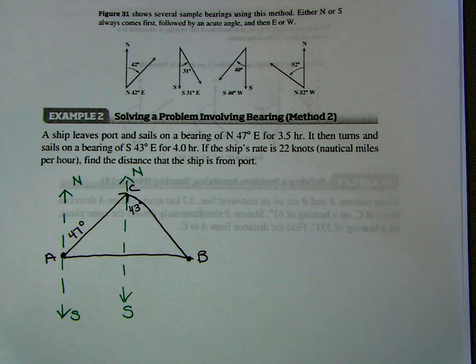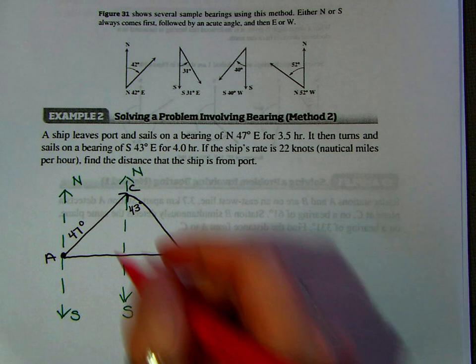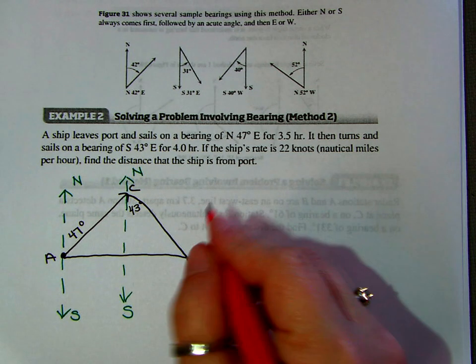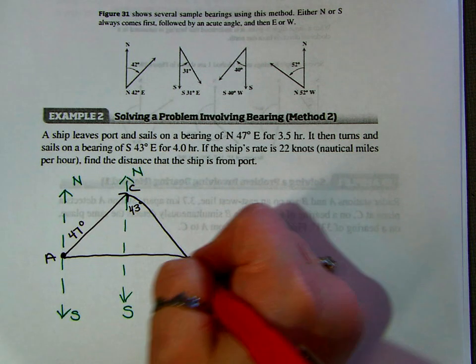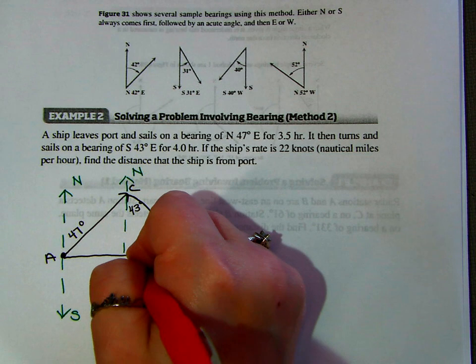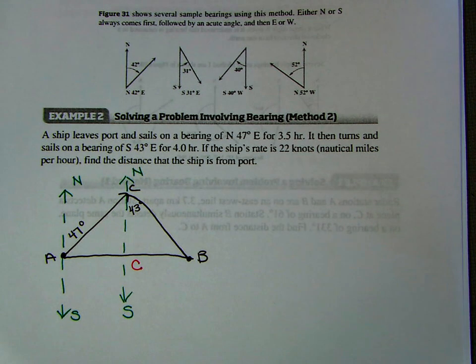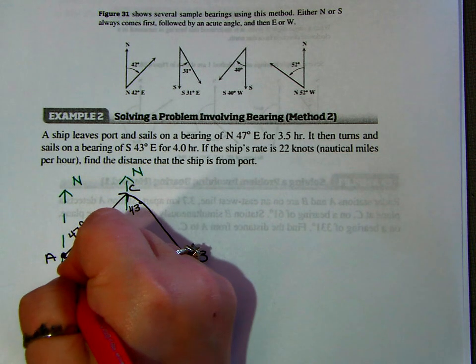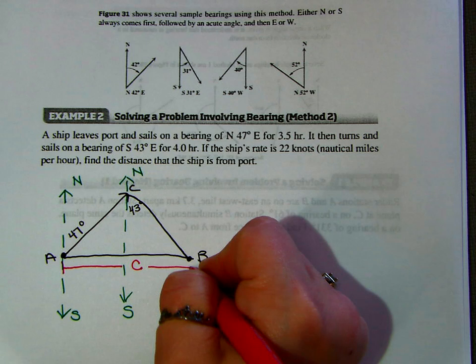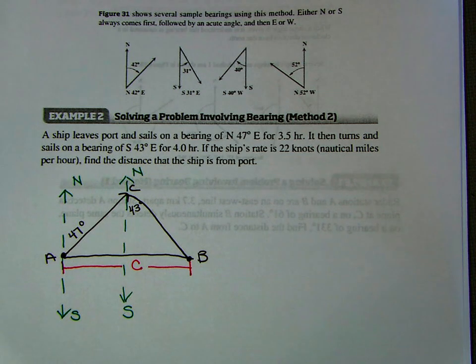If the ship's rate is 22 knots, which are nautical miles per hour, find the distance of the ship from its port to where it ended after it went that second amount of time. So we want to know how far apart A is from B. I'm going to call that C because it's right across from side C, or you could call it X. In my notes, I called it X, whichever one is less confusing to you. But this is what we want to find. How far away is our starting point from where that ship stopped moving?